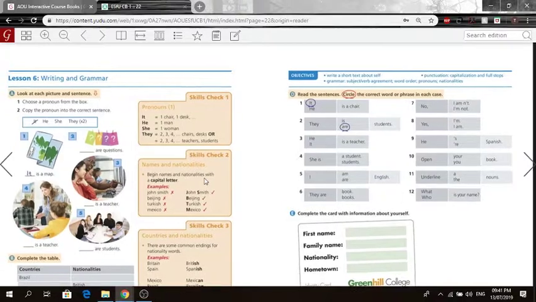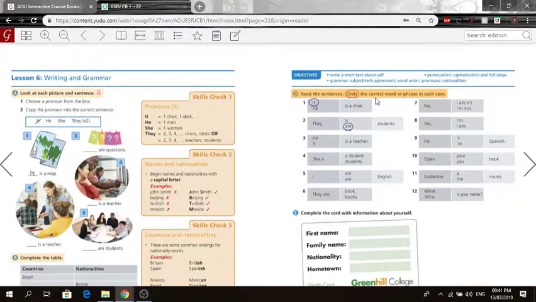So now moving on, number D, read the sentences. Circle the correct word or phrase in each case. Okay, so number 1 is "he is a chair". Obviously, a chair is an object, so we can't use he. We use he for male human beings, so it is a chair, okay? They, I can't say is because it's plural, okay? And students here, so they are students.